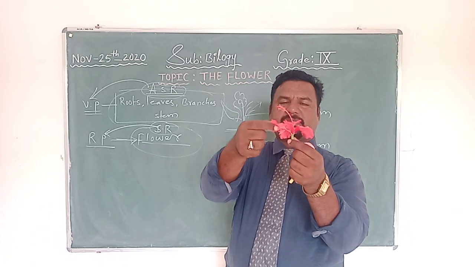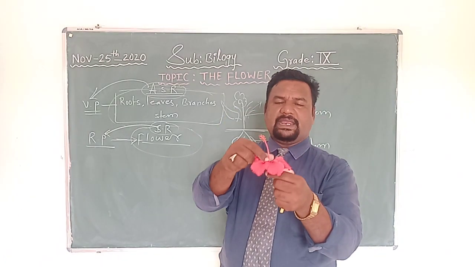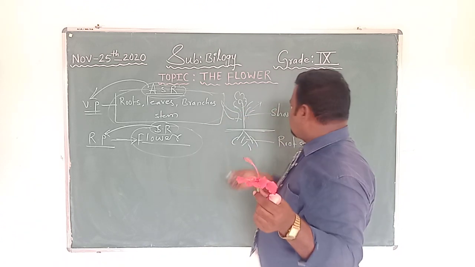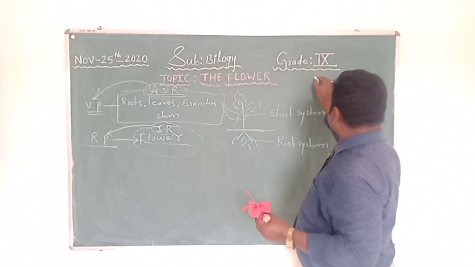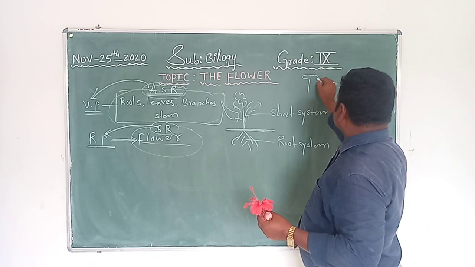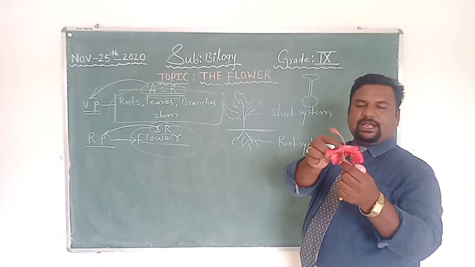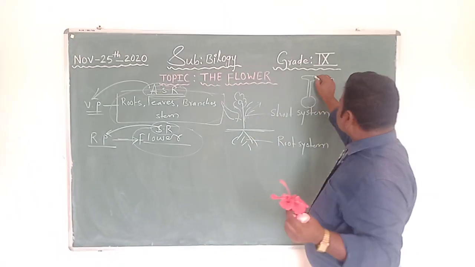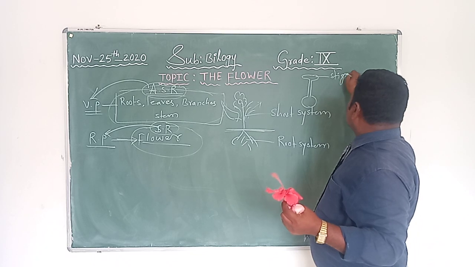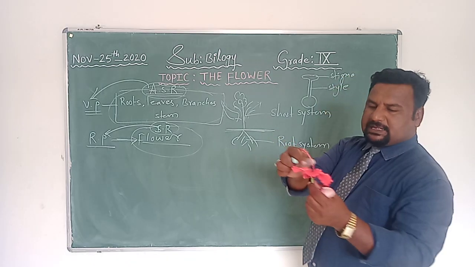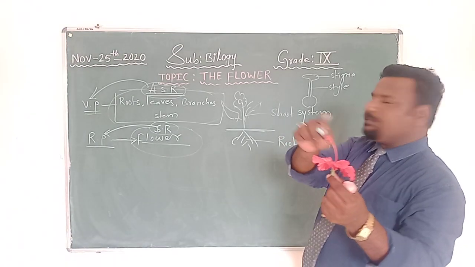Above the sepals, these are the petals, colorful. And here are the male part and the female part. This long structure is the female part, the gynoecium. On the top it has the stigma. This part is the style, and this is the stigma.